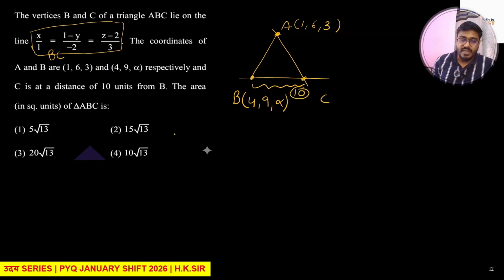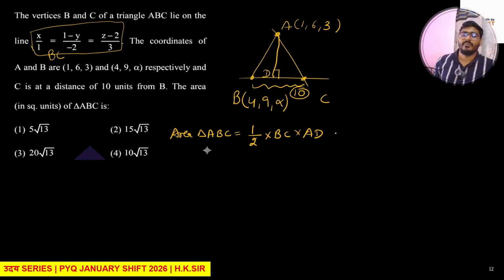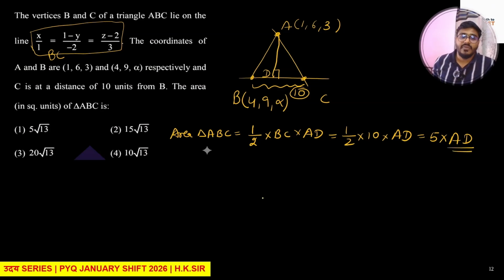So how to find the area of the triangle? Area of triangle ABC is equal to half into base into height. Let's suppose this is the perpendicular we are drawing. This point is D. So BC is 10. Half into 10 into AD, so this is 5 times AD. Our target is to find AD. Once we get AD, we get the area of the triangle. So how to find this AD?